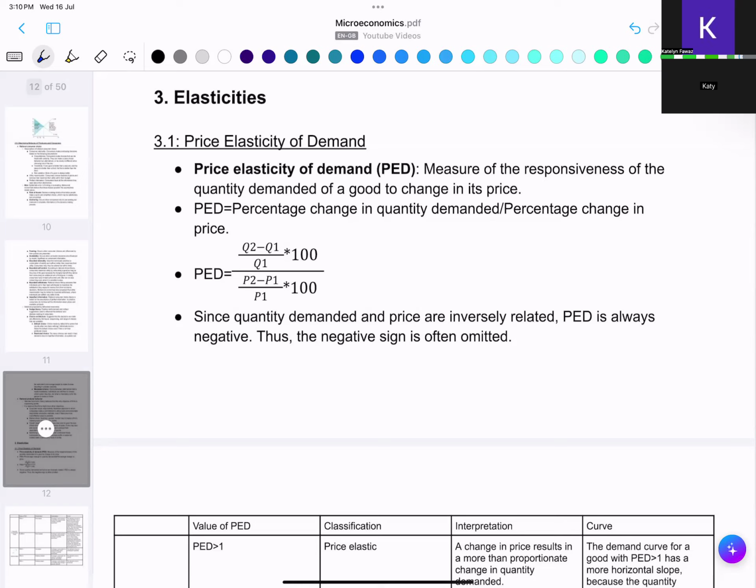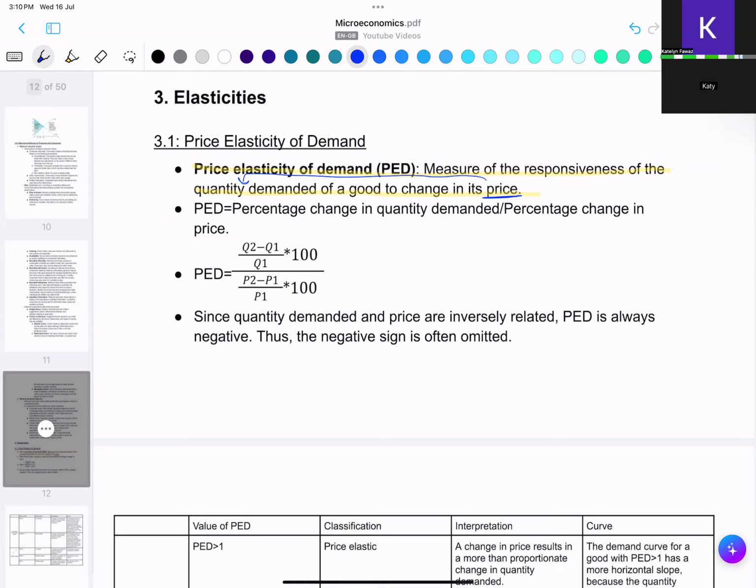It's basically a measure of responsiveness of quantity demanded of a good to a change in its price. This means once there is a change in price, how does this affect the quantity demanded? So, how does a change in price affect quantity demanded? In other words, this is basically it.